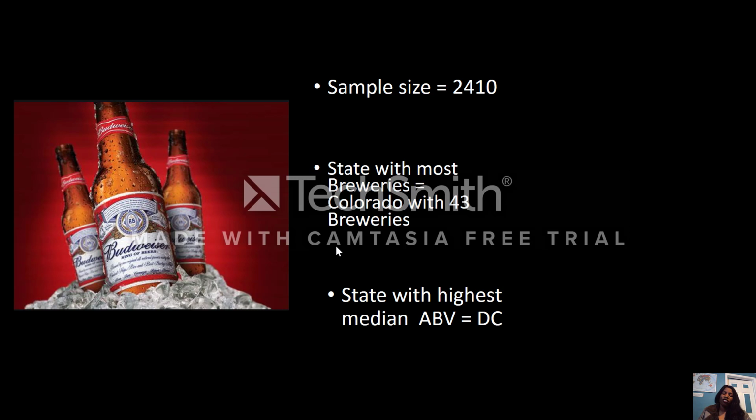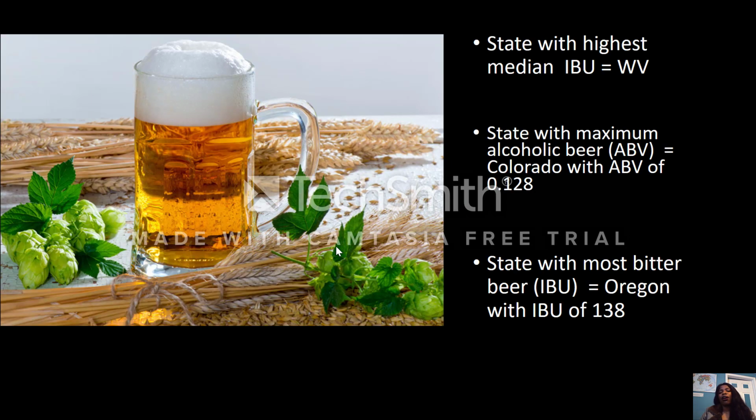The first thing that we looked at was, how many breweries are there in each state? The state with the most breweries was Colorado with 43. Then we moved on to running some tests about median, and we wanted to see which state had the highest median for ABV. Washington, D.C. came out on top, while the state with the highest median IBU was West Virginia.